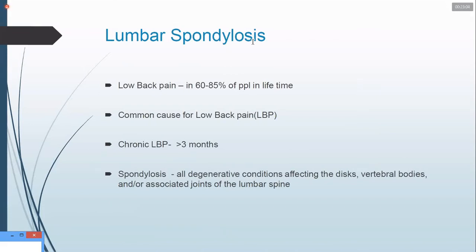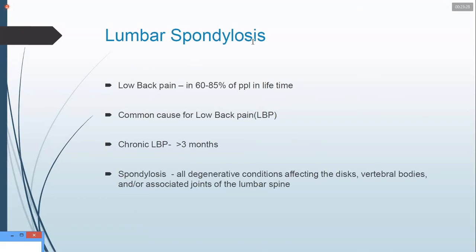So this completes cervical spondylosis, canal stenosis, and myelopathy. Okay, now let's jump to lumbar spondylosis. It's the same degenerative change in the lumbar spine. Usually 60 to 85% of people get low back pain in their lifetime, and it is a common cause of low back pain, though mechanical back pain is the most common one.